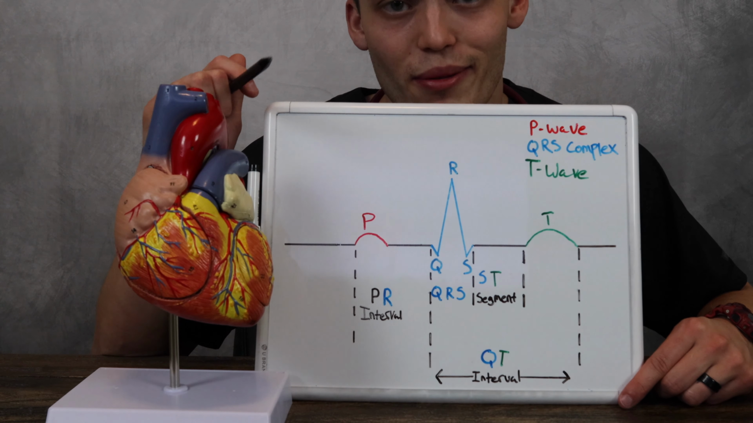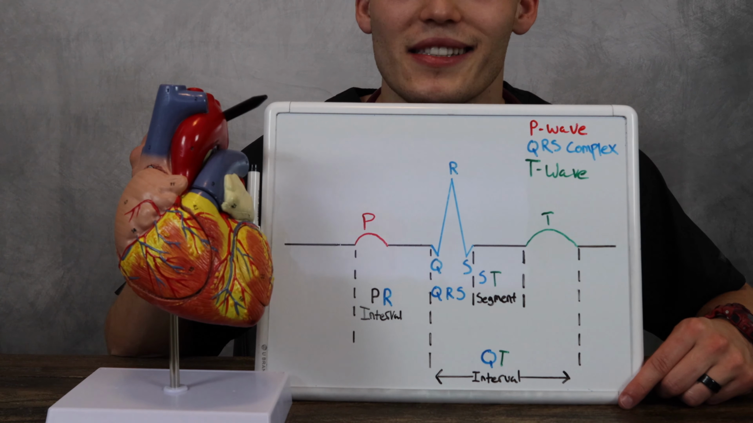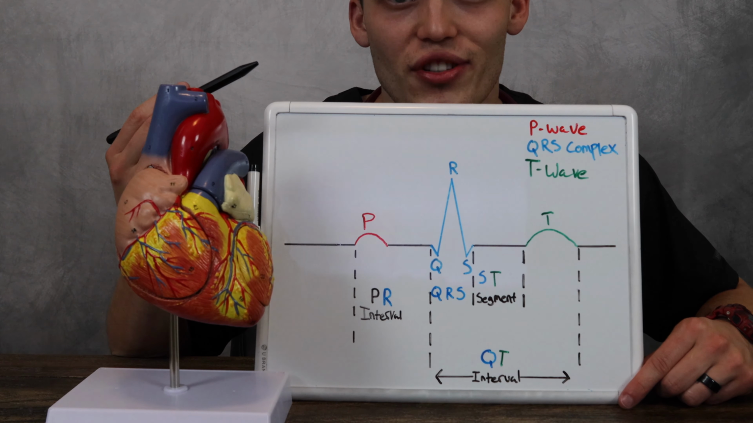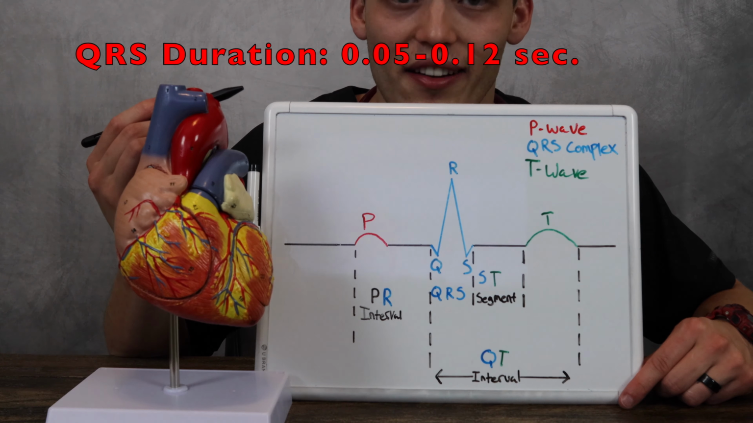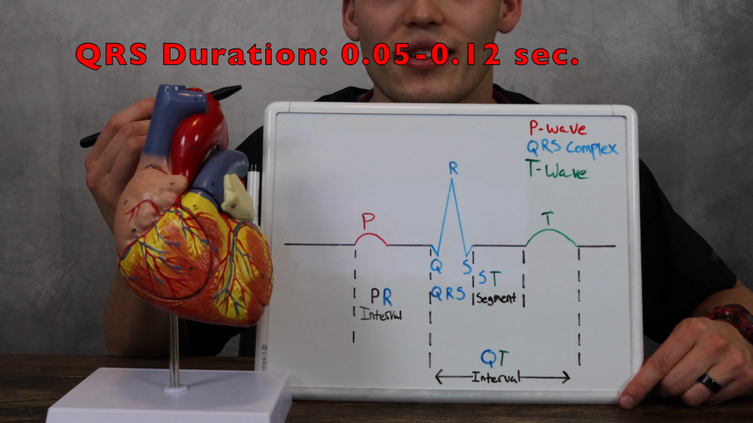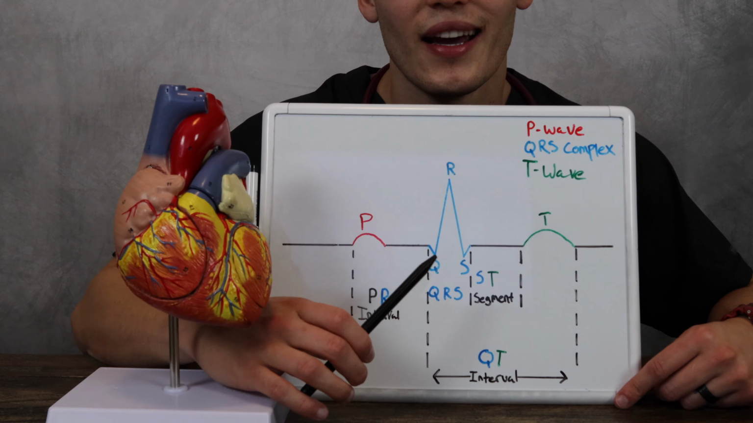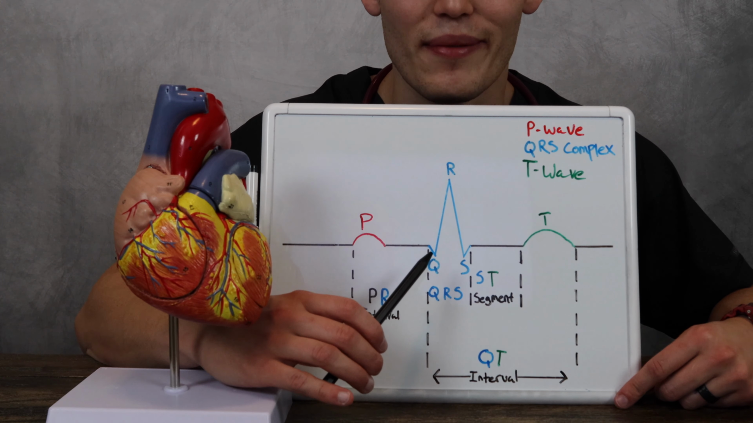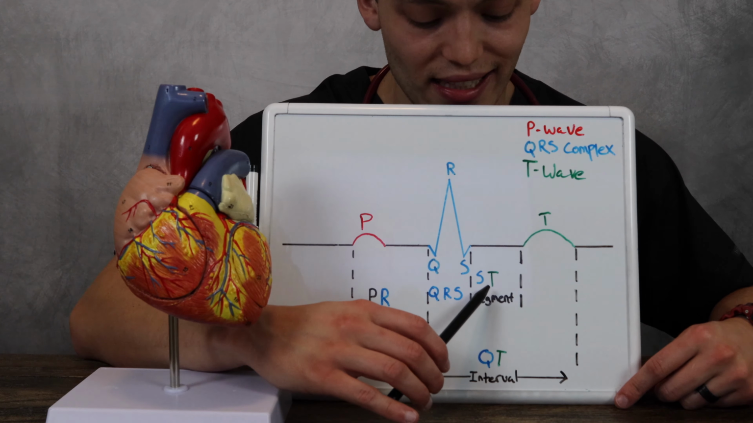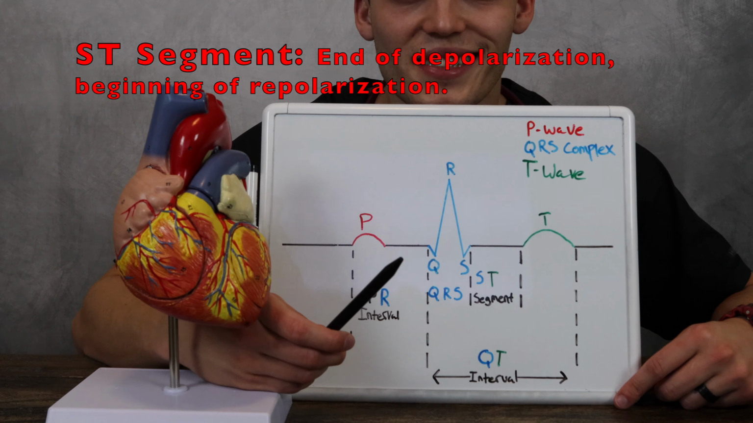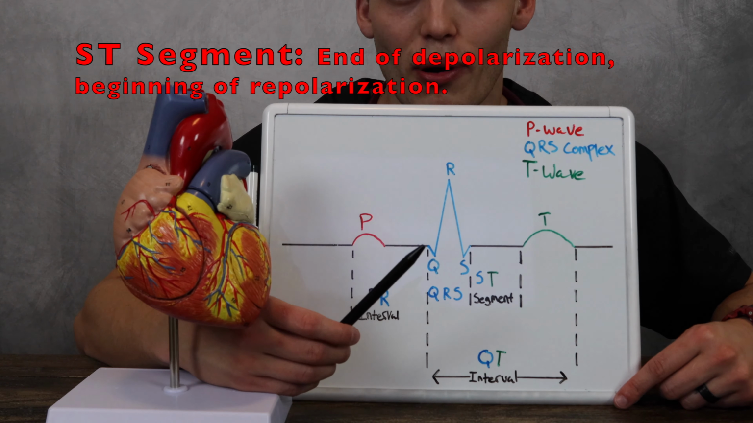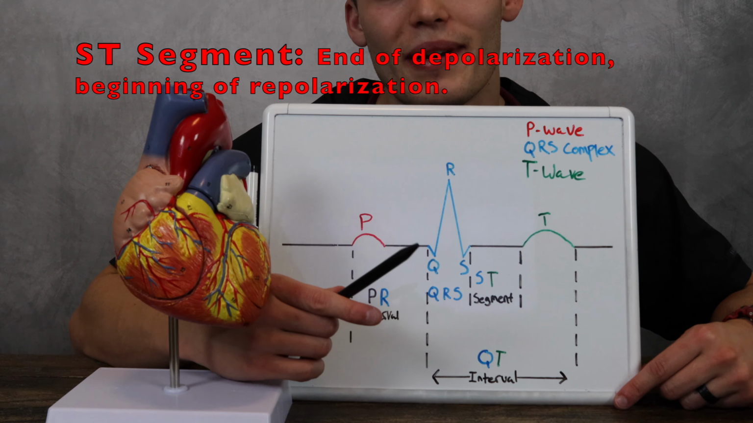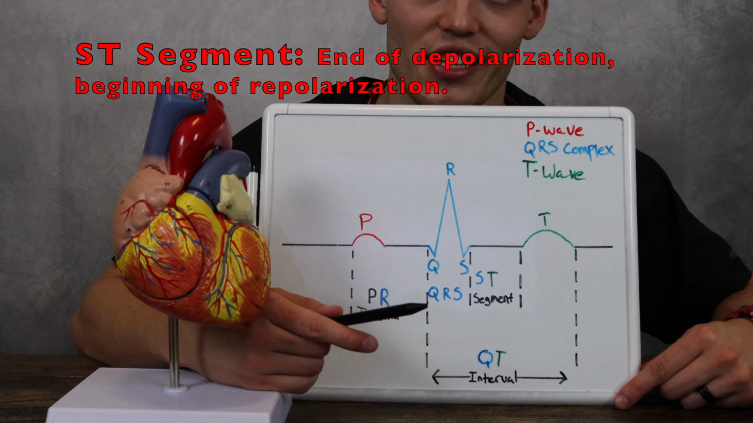Another important thing to remember about the QRS complex is the duration. A normal duration for a QRS complex is anywhere from 0.05 seconds to 0.12 seconds. You better remember that too. It's also important. After the QRS complex, we move to the ST segment right here. The ST segment is simple. It just represents the end of the depolarization of the ventricles and the beginning of the repolarization of the ventricles.